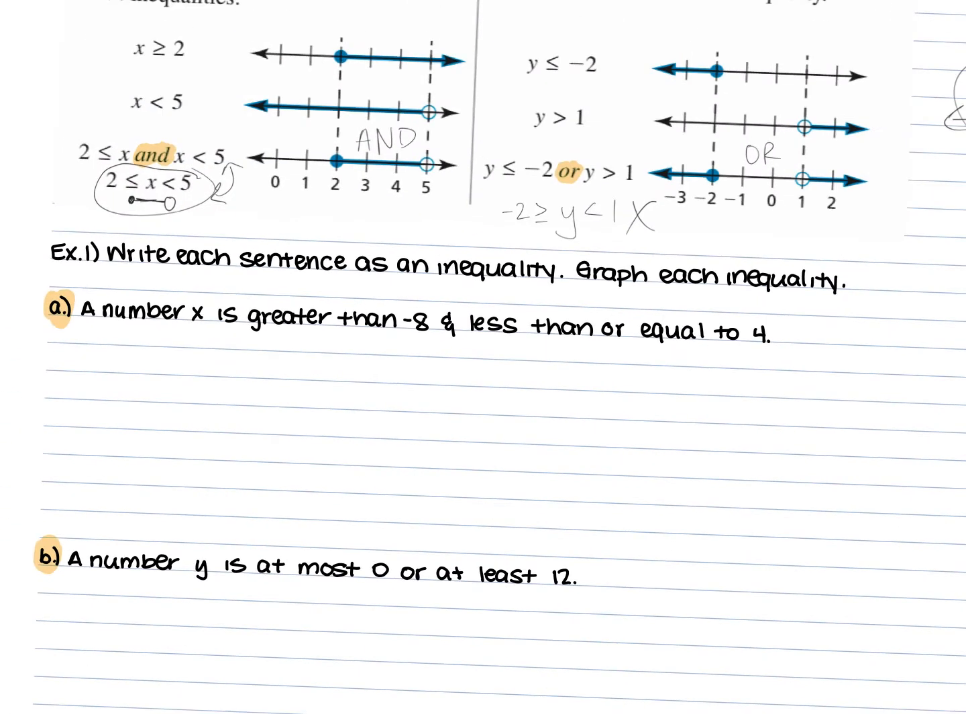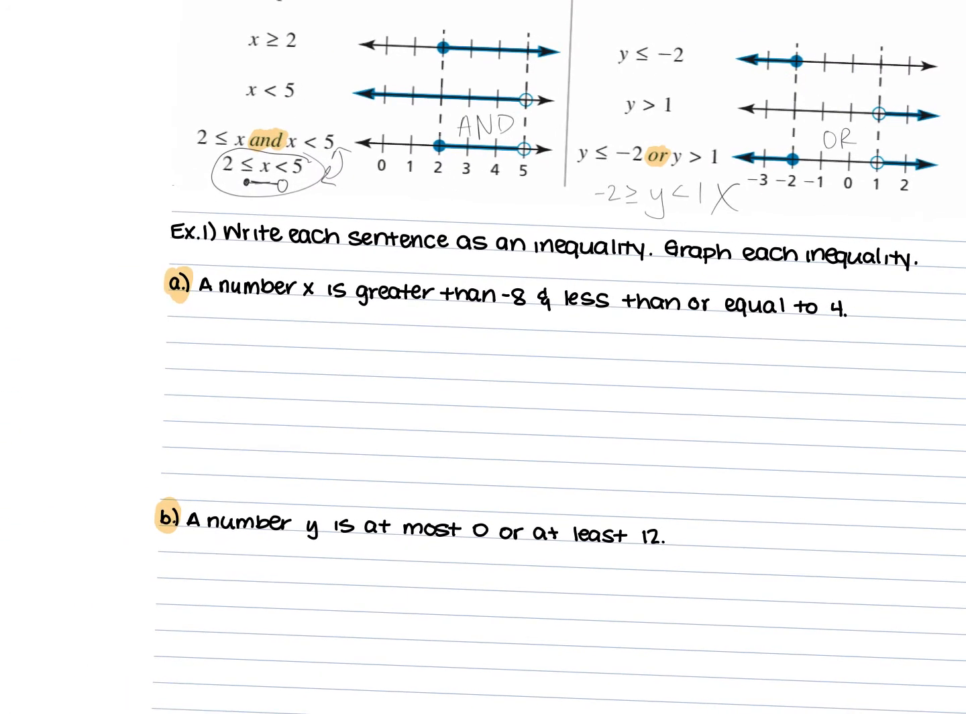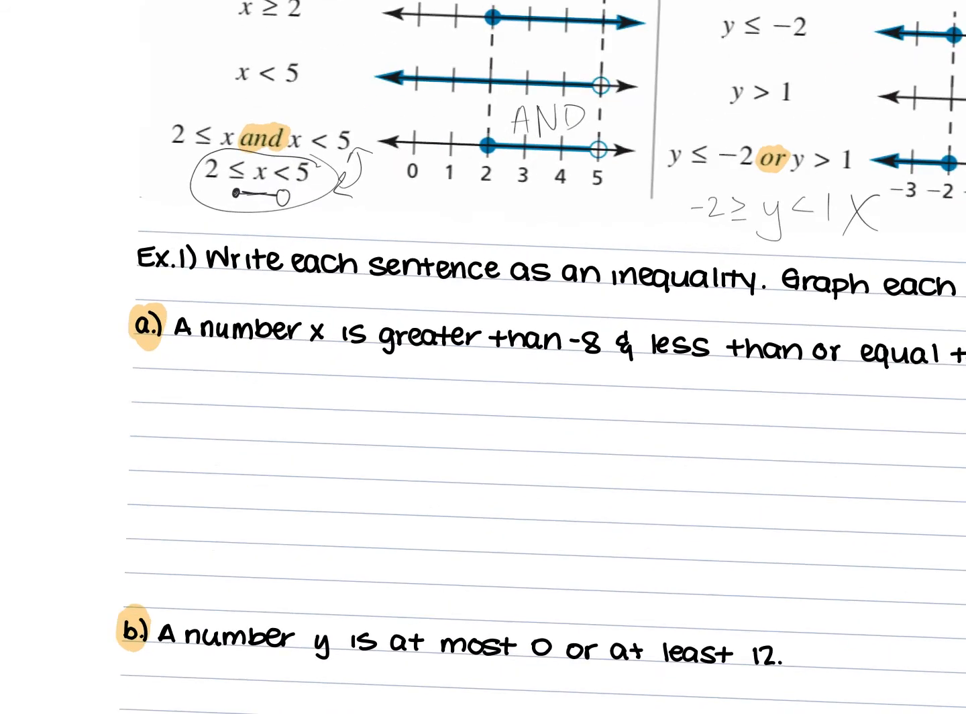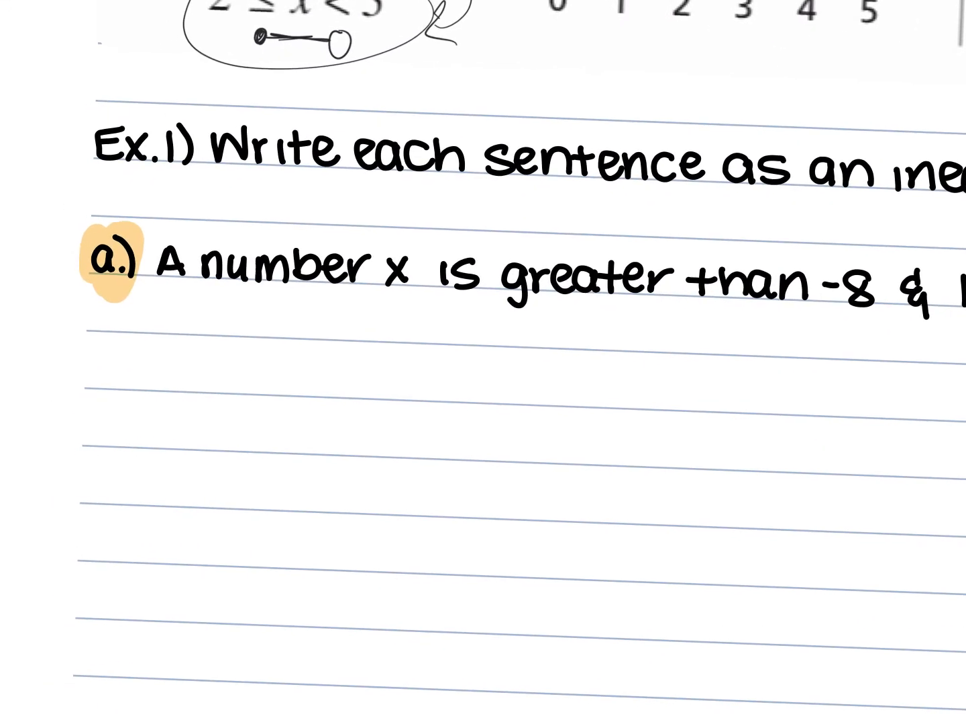So, a number x is greater than negative 8 and less than or equal to 4. We need to write each sentence as an inequality, and then we need to graph it, okay? Who can write the first inequality for me? Karen? X is greater than -8.